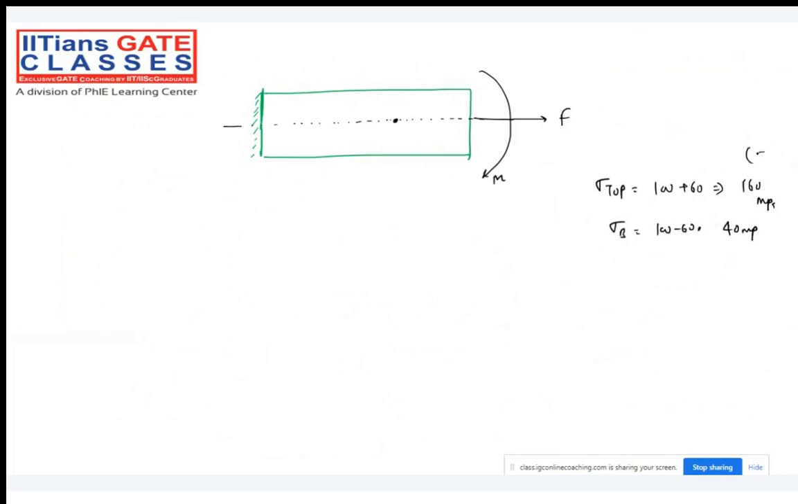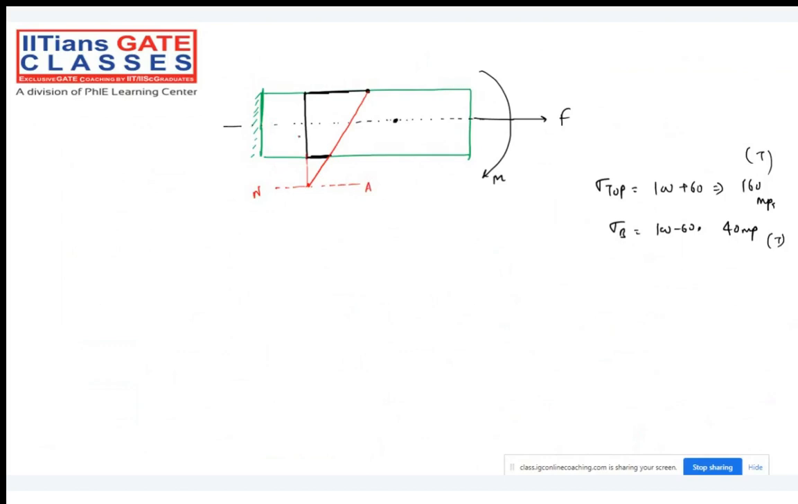Tensile, tensile. So if I draw the combined diagram, I would be getting tensile here, here also tensile, and if I just join head to head, what is the position of the neutral axis? The neutral axis is basically the axis where the bending stress is zero. So now you can see the bending stress is zero outside the plane of cross section. This will be my neutral axis out of the cross section, right?